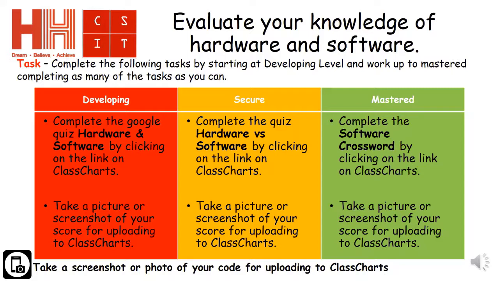For secure level, there is a quiz called Hardware versus Software, and you'll find this link on Class Charts. And again, take a picture of your score and upload to ClassCharts. Finally, there's a mastered level, and this is where there is a software crossword for you to complete. And again, once you've finished, take a picture or a screenshot for uploading to ClassCharts. Small note with the crossword, if you do make a mistake, it will tell you the right answer straight away. So you won't get a second chance. So make sure you know exactly what you are writing before you submit it.